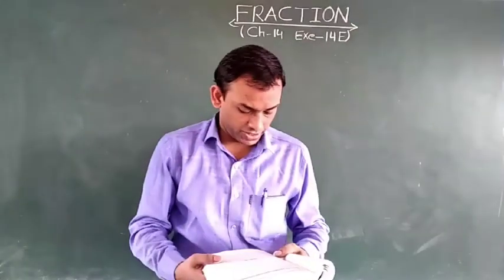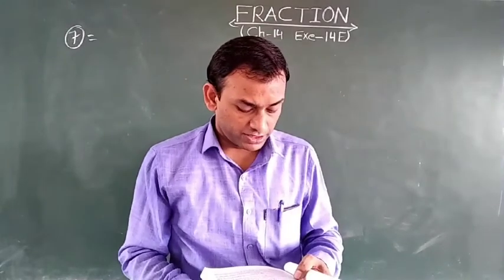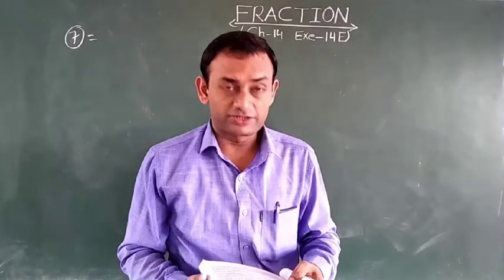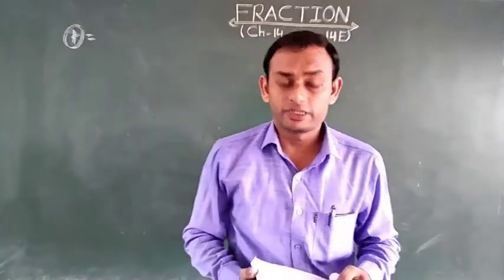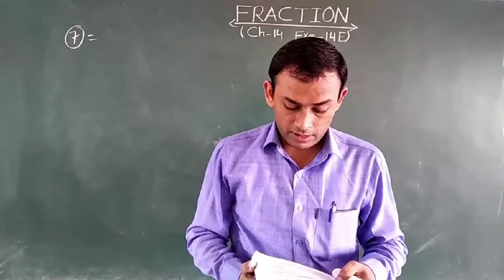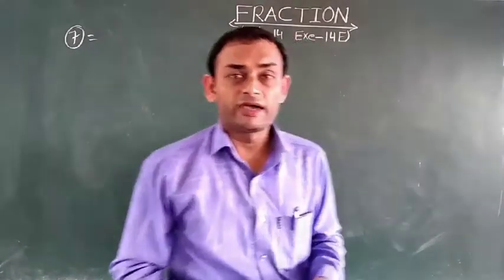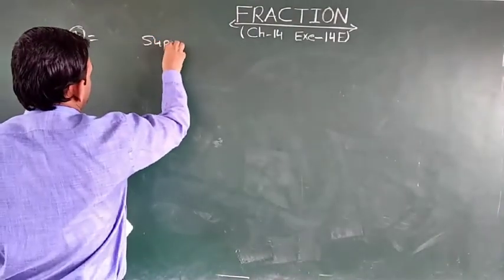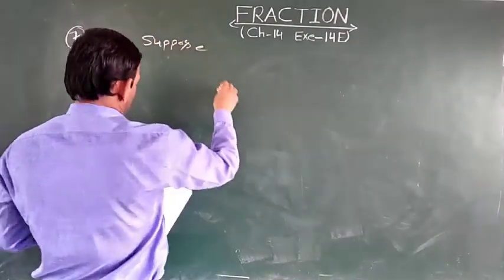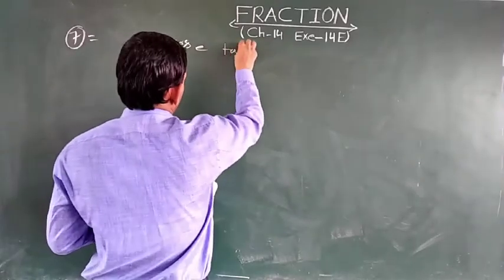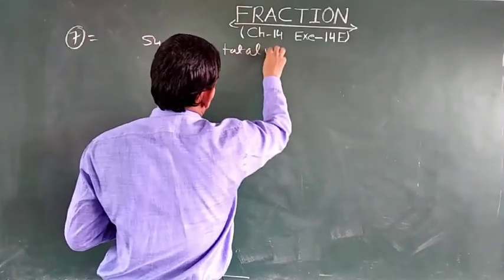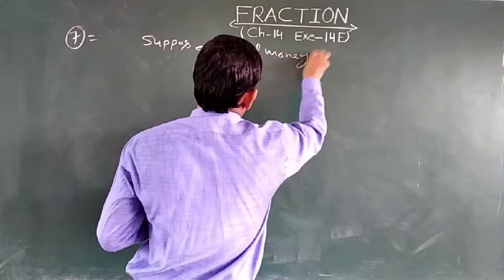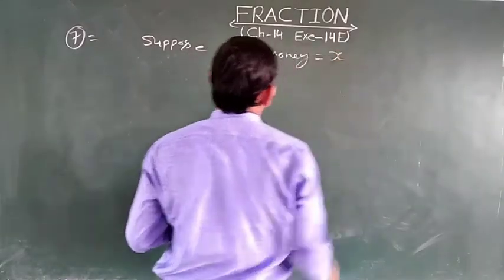Now the question number 7. A man spent 3 by 8 of his money and still has 720 rupees. How much money did he have at first? Suppose the total money is equal to X.